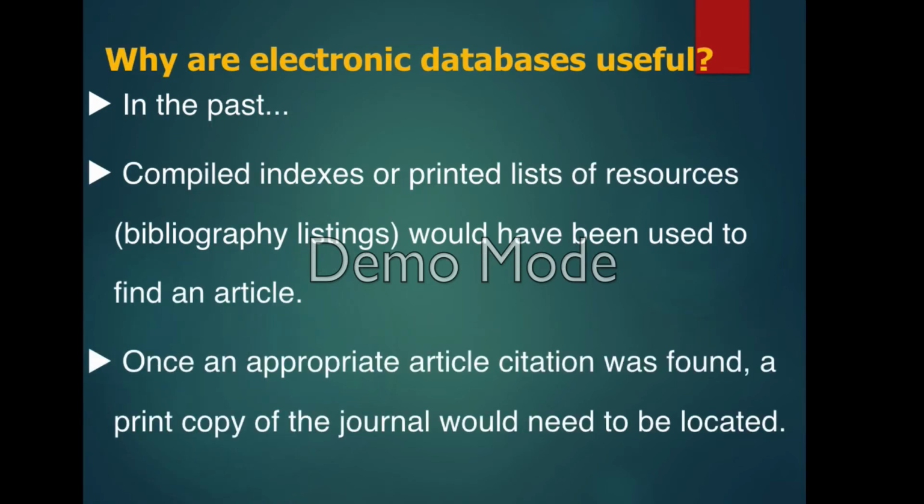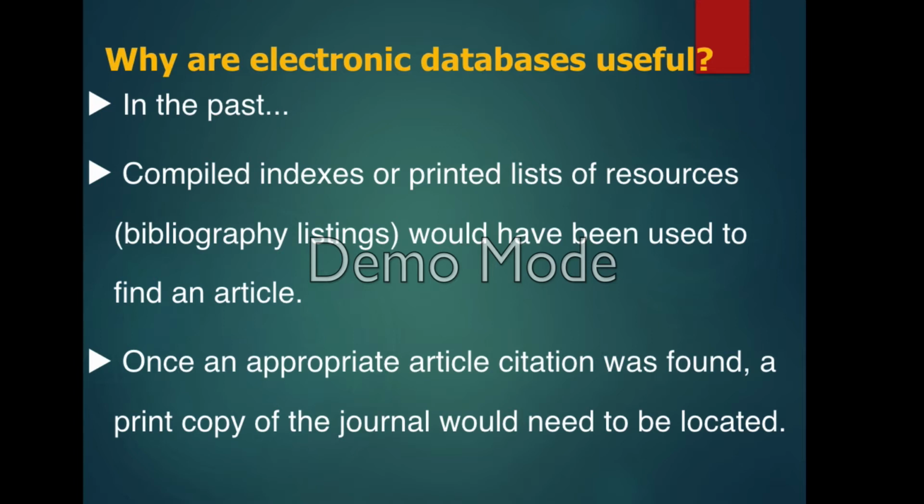In the past, we used to have compact indexes or printed lists of resources, that is bibliographic listings, which were used to find an article. Before you could even find an article, you needed the name of the author, the title of the journal, the year of publication, and the publisher.